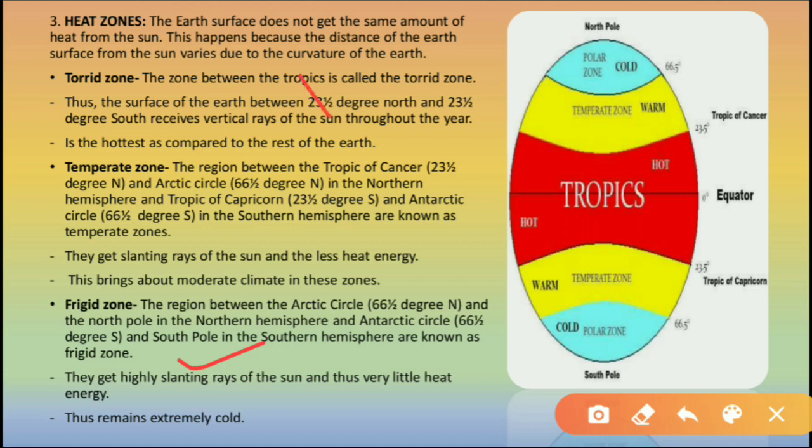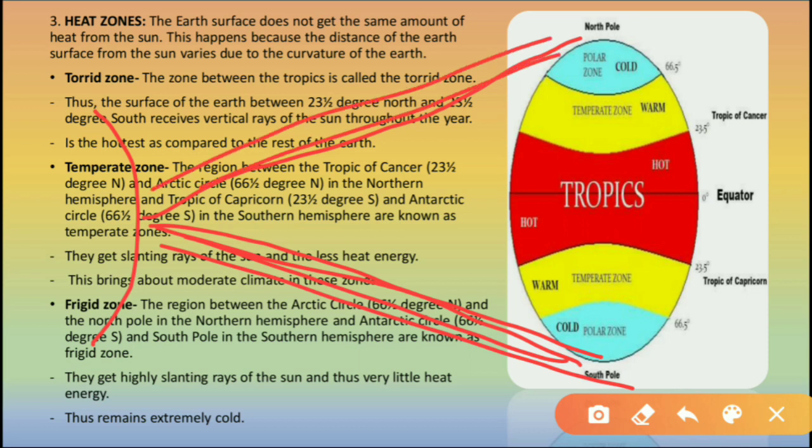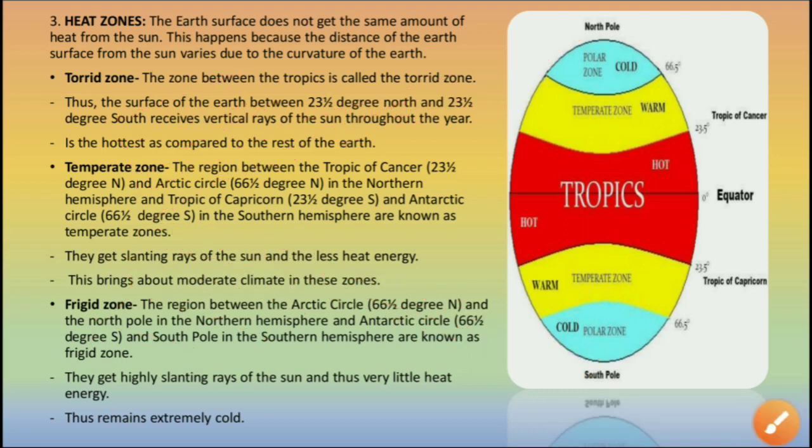As I told you students, suppose this is the sun. The sunlight will not fall vertically, but it will fall slanting, like this. It will go slanting, highly slanting rays. Due to highly slanting rays, this zone remains extremely cold because the sun rays do not fall directly into this zone. Understood? Now we are clear that there are three zones.